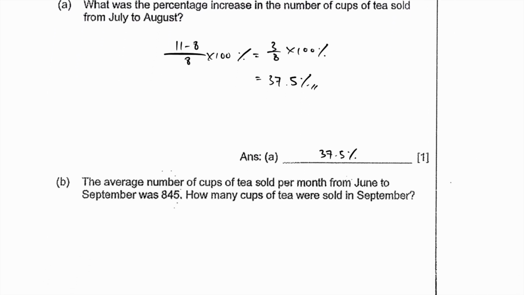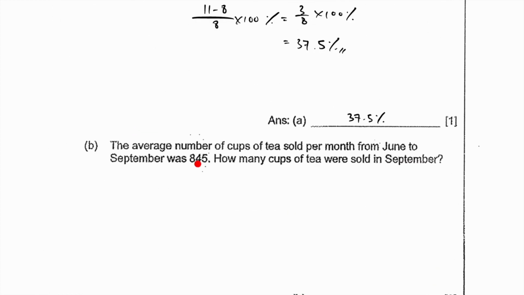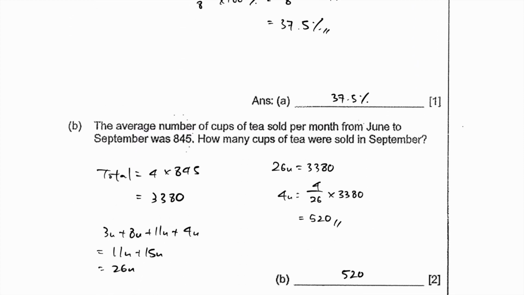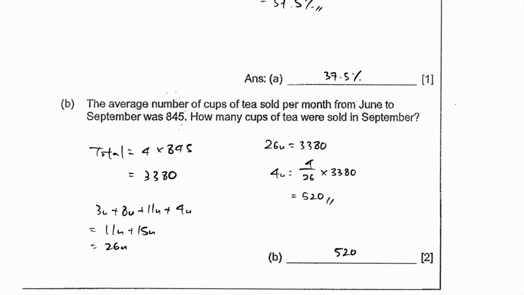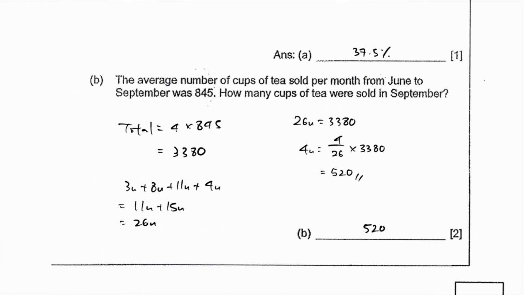Next up, the average number of cups of tea per month from June to September was 845. Hang on, June to September average is 845. Doesn't that mean that's over 4 months? So we can take the average multiplied by the number of months, we get the total. Oh, this is cups. Anyway, that tells me that all the units added together is equal to 26 units. That's 3380. So how many cups of tea sold in September? 4 units. So we can therefore find 4 units, giving us 520.